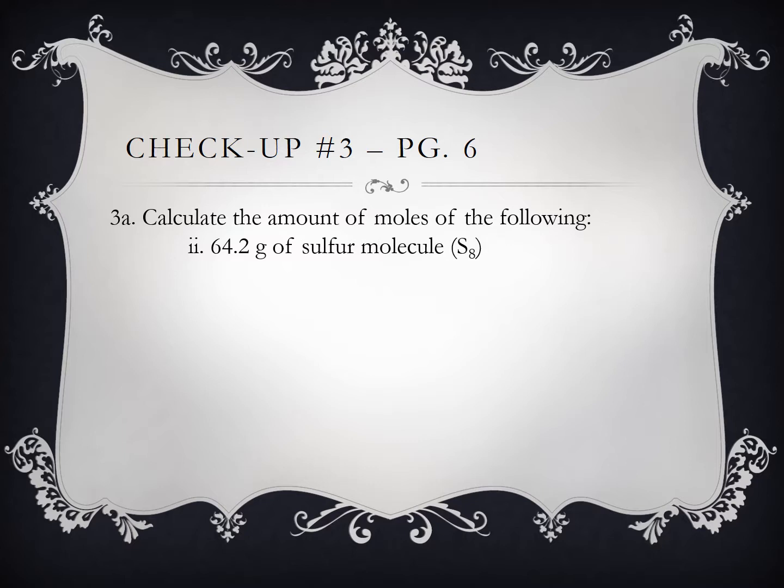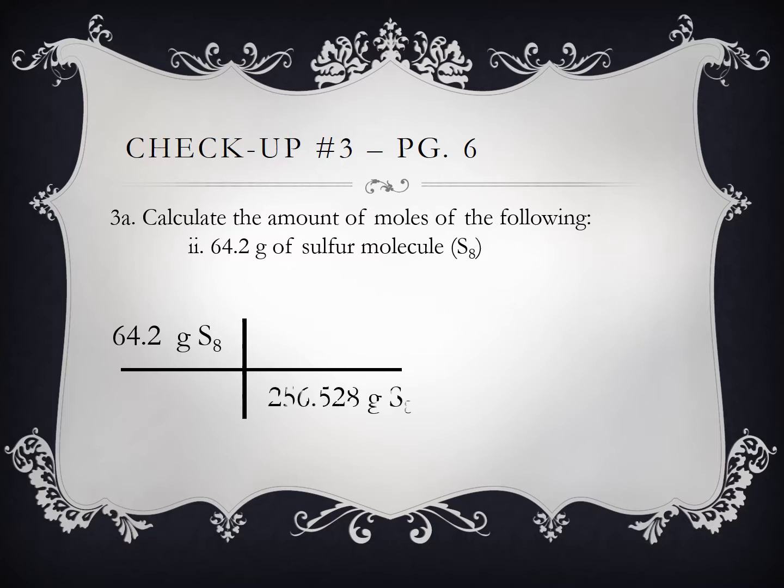Now we have the sulfur molecule, which is S8. It has 8 atoms bonded to each other. We have 64.2 grams of it. The difference here is that you have 8 sulfur atoms, so the molar mass changes from 32 to 256. Again, it's 1 mole. Grams cancel, and you're left with 1/4 mole of S8, 0.250.